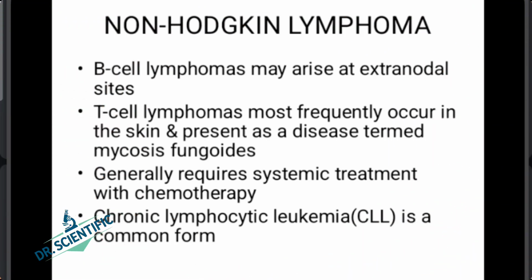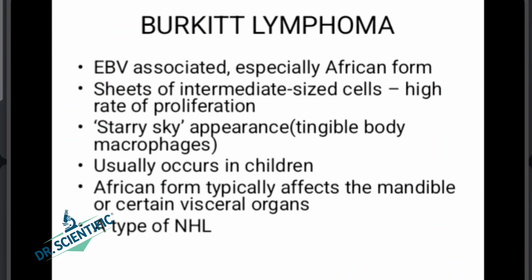So Burkitt's lymphoma is a type of non-Hodgkin's lymphoma. I'm sure this one is also named after somebody who first described it, called Burkitt. EBV is Epstein-Barr virus, spelled E-P-S-T-E-I-N, Barr is B-A-R-R, then virus. So it's associated with Epstein-Barr virus infection, especially in the African form.